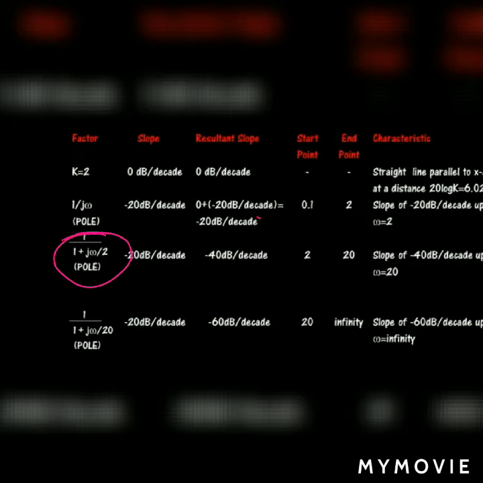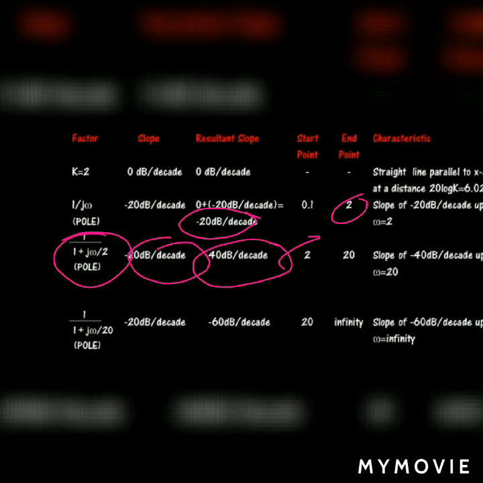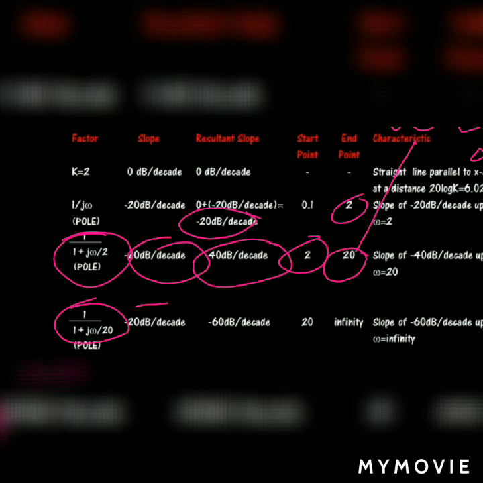Similarly, next is a simple pole. I told you if you have a pole, add minus 20. Previously we had minus 20, so for this simple pole again minus 20, so it becomes minus 40. Previously we had 2, take that as the starting point. The end point will be your omega c2, that is your next corner frequency.